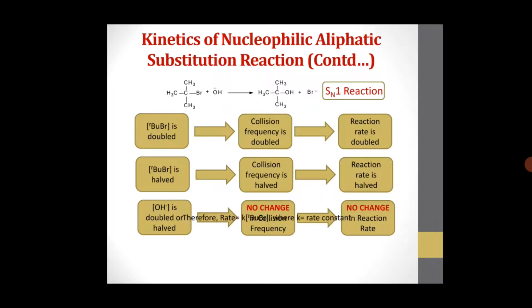Therefore, the rate of the reaction is equal to K into concentration of tertiary butyl bromide, where K is equal to the rate constant.